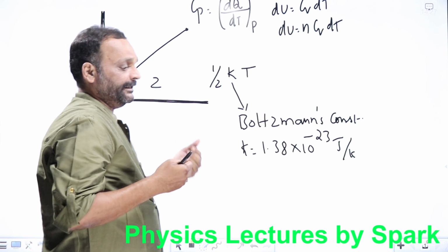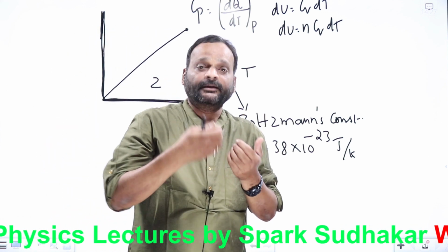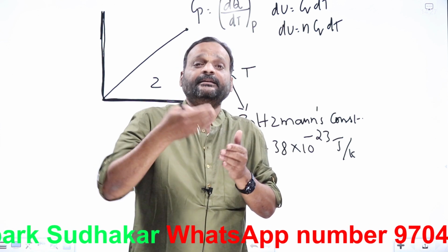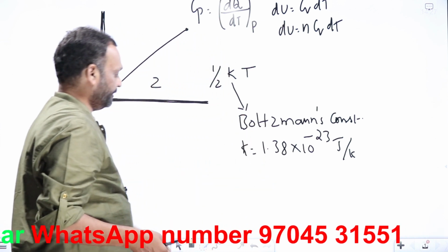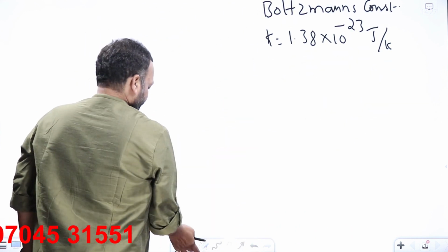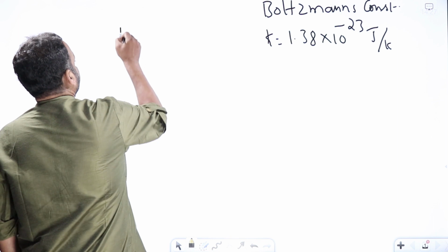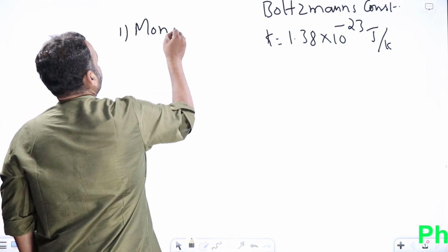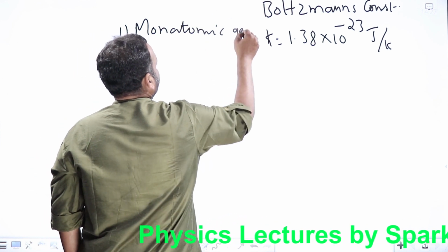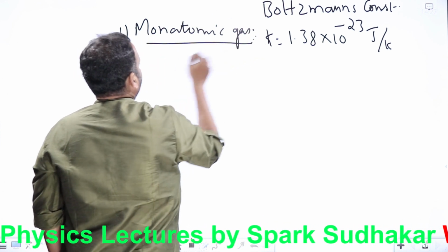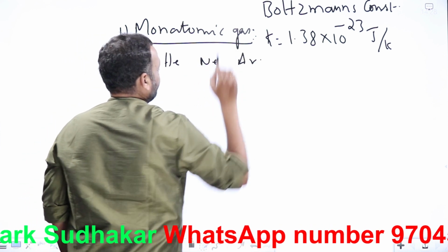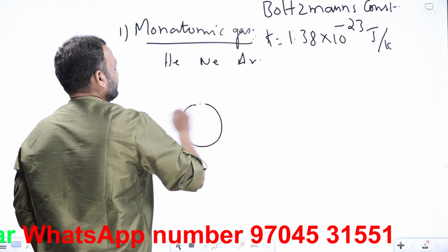So we have to keep on seeing how many degrees of freedom a molecule has. It depends on its atomicity, meaning how many atoms are there in that molecule. Now we will evaluate one by one. First we take what is known as a monoatomic gas. Examples we have already seen: helium, neon or argon. In a helium atom, only 1 atom is there.